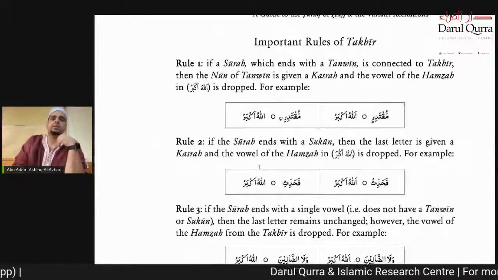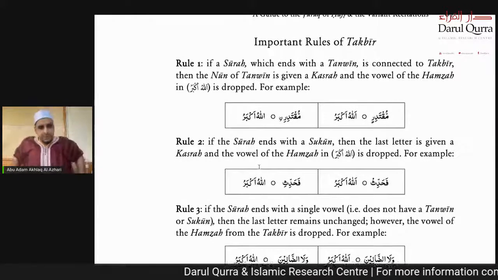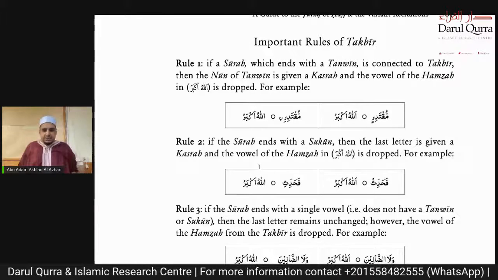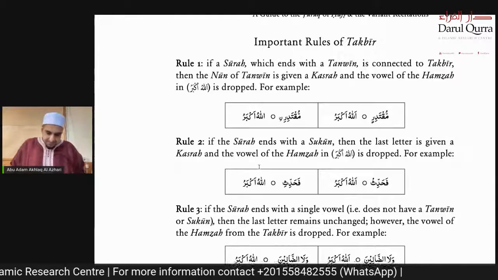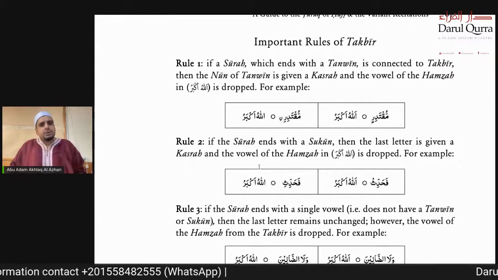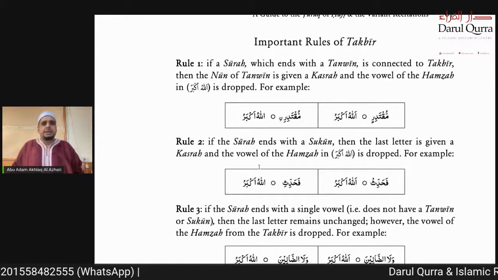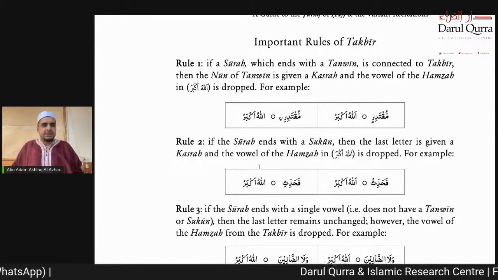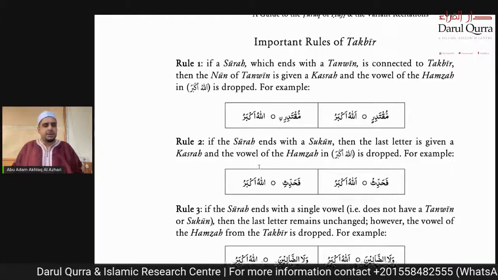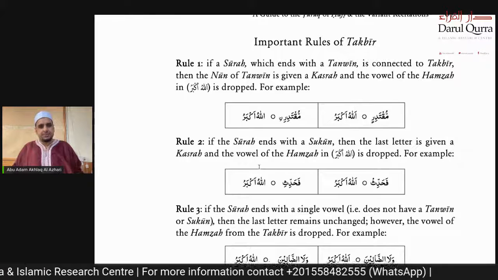Okay. Now let's look at the takbir. Important rules of takbir now. How do we do takbir? Rule number one. So remember these rules, they're very, very important. If a surah which ends with a tanween is connected to the takbir, then the noon of the tanween is given a kasra, and the vowel of the hamza in the Allahu Akbar is dropped.